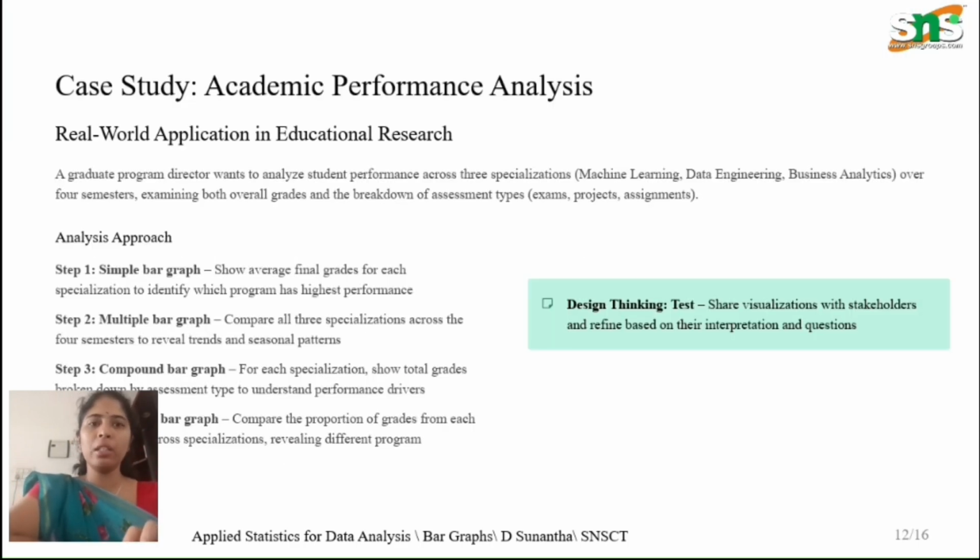This is one of the case studies in which a graduate program director wants to analyze students' performance across three specializations: machine learning, data engineering and business analytics. You want to compare the average marks, semester wise performance and assessment components. Using different types of bar graphs, you can identify the highest performing specialization, performance trends over semesters, and the contribution of different assessment components.